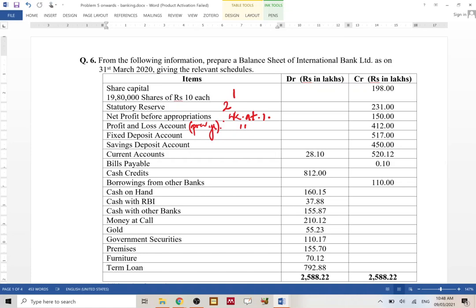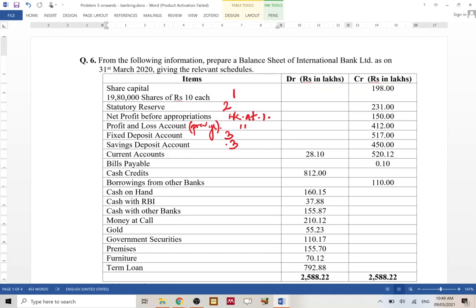Alright, then different types of accounts, fixed deposit, savings deposits and current account. Now these will go to, of course, deposits, schedule 3. That means the money kept by people with the bank in the form of fixed and savings deposit. Now what about current accounts? It's given in both columns. You have been given debit balance also and you have been given a credit balance also. Okay. So where does this go?